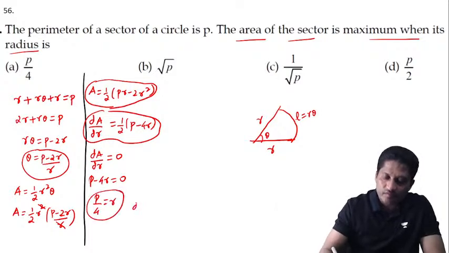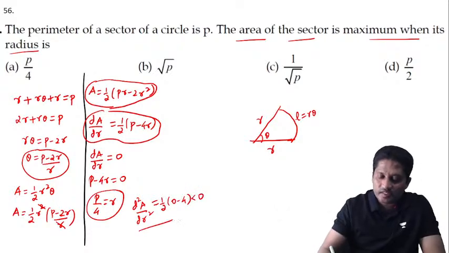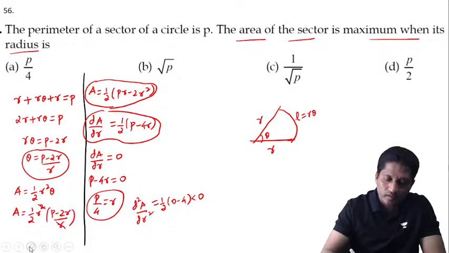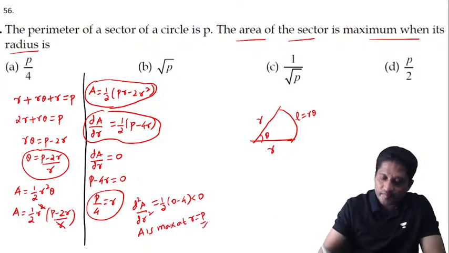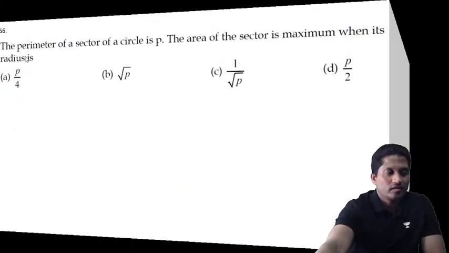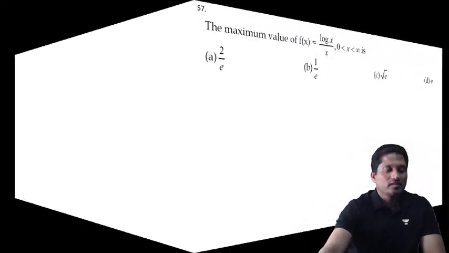If you want to check once again, d square A by dR square, differentiate once again. This is minus 1 upon 2, 0 minus 4, which is less than 0. So area is maximum at R is equal to P by 4, when the radius is equal to P by 4. Answer is first option E. Right. Let's move to the next question.